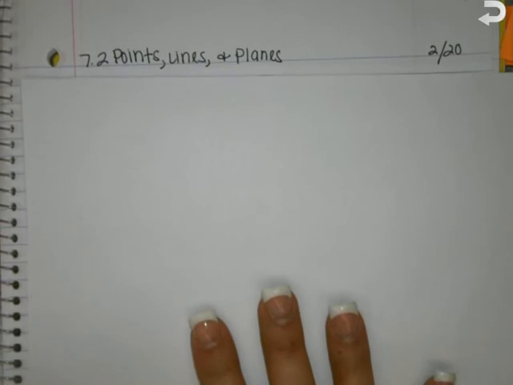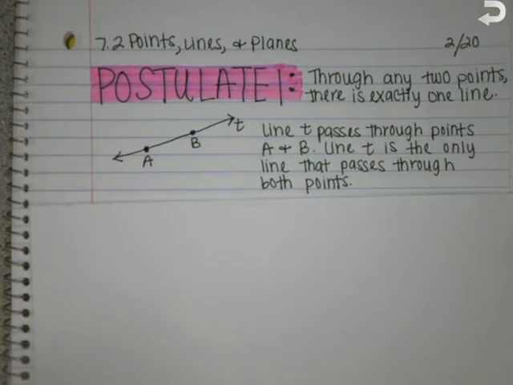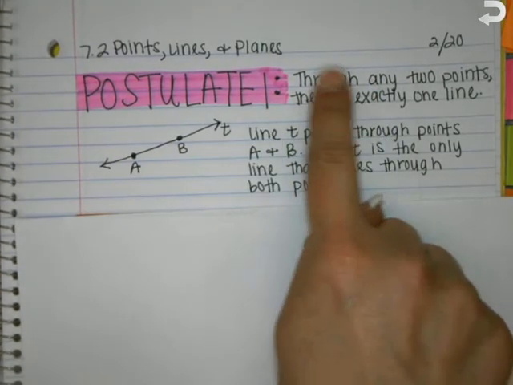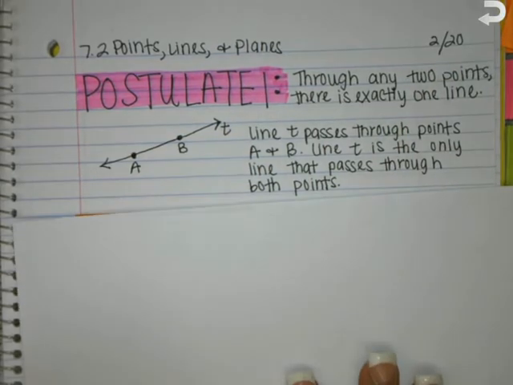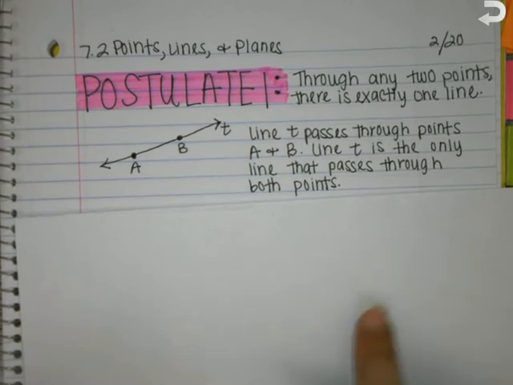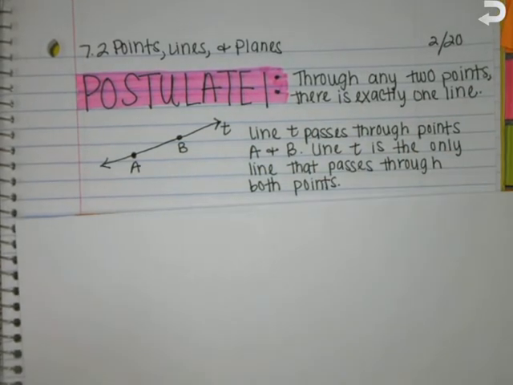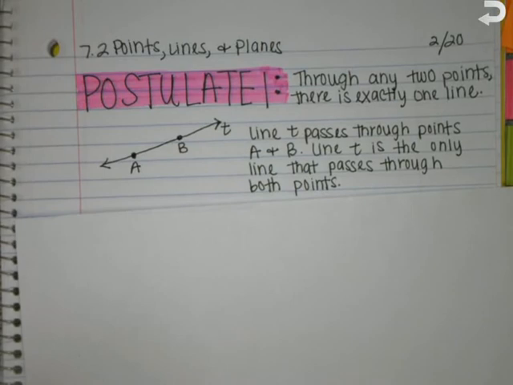Okay, so postulate 1. So here's what I did. I wrote it really big because you are going to need to know these. And then I wrote the definition right next to it, and then I did an example right underneath. Okay? So postulate 1 says that through any 2 points, there's exactly one line. You probably already knew this, right? That if you have 2 points, you can draw a line through them. But now we're giving it an official name. So postulate 1 says that through any 2 points, there is exactly and only one line.